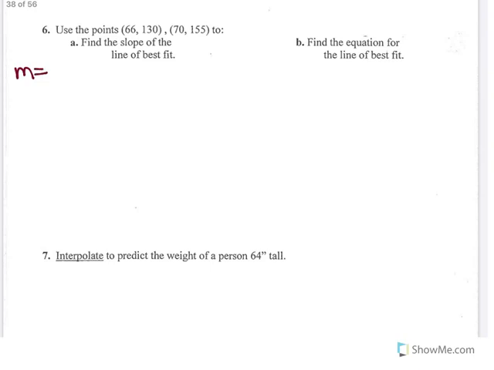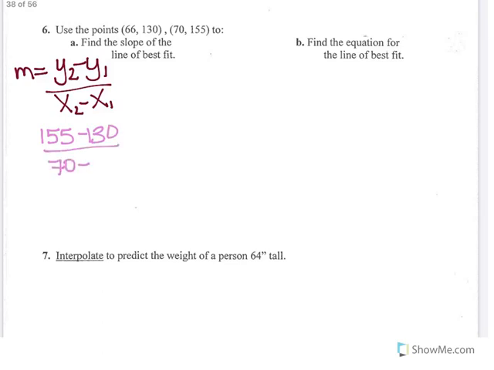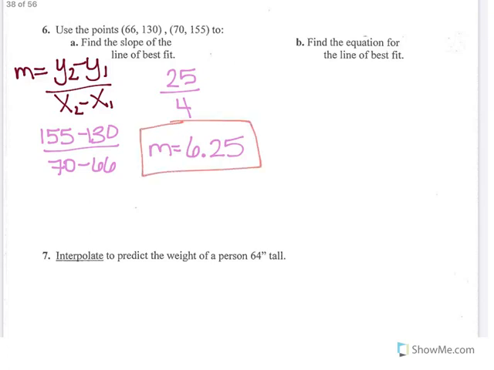So if you remember the slope formula, it's the change in y's divided by the change in x's. So if we focus on first our y's, we're going to take 155 and subtract 130. And then for the x's, we're going to take 70 and subtract 66 so that we end up with 25 over 4, which will simplify to 6.25. So here is our slope of the line of best fit that we drew.